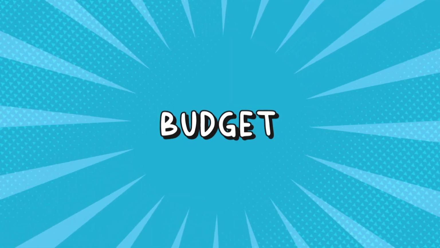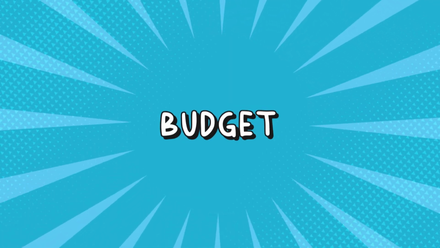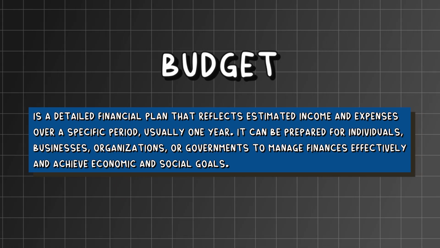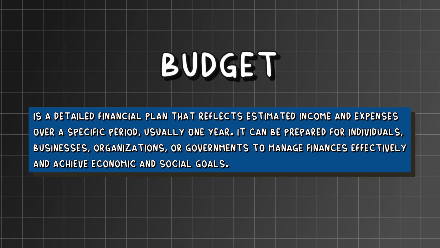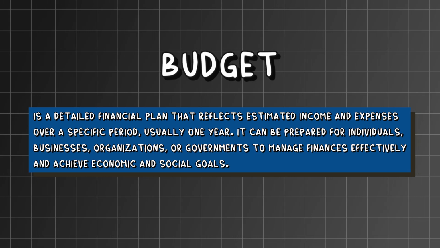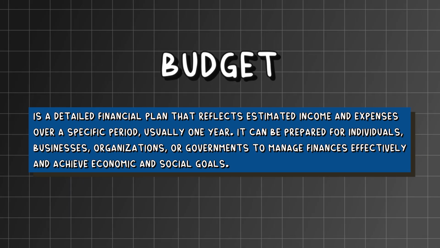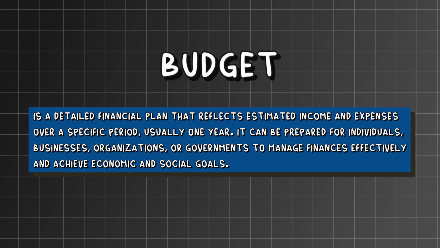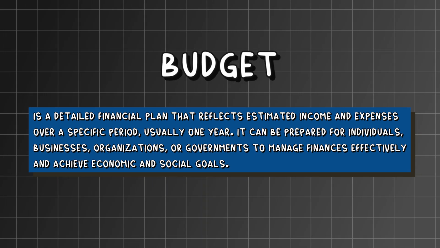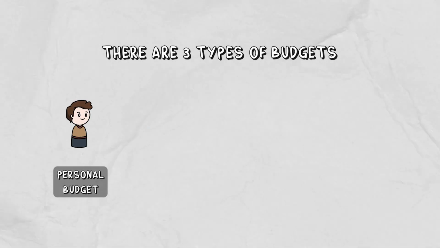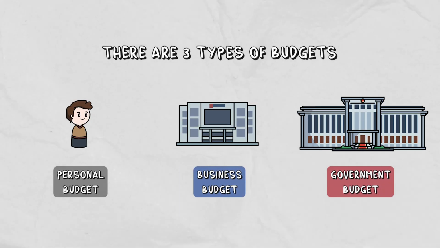To effectively manage the unemployment rate, we need to pay attention to the budget. A budget is a detailed financial plan that reflects estimated income and expenses over a specific period, usually 1 year. It can be prepared for individuals, businesses, organizations, or governments to manage finances effectively and achieve economic and social goals. There are 3 types of budgets: personal budget, business budget, and government budget. Each of these reflects clear objectives and has a significant impact on the economy.